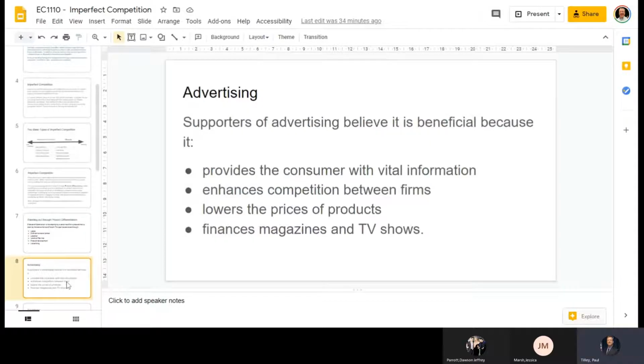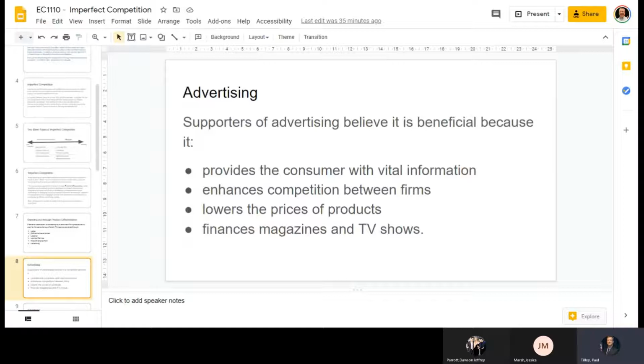If we think about advertising in terms of monopolistic competition, there's a lot of arguments out there whether advertising is good or bad. The pro arguments are listed here. They provide customers with vital information to make decisions. They enhance competition between firms because you can tell your customer that my product has a certain feature that the other one may not. There's arguments that because advertising exists, more product is sold, and as a result, companies can get economies of scale as they produce more and more products and keep prices down. So lower prices because of advertising is an argument.